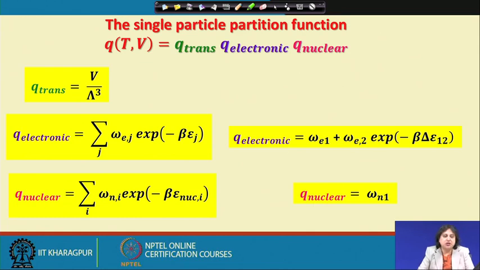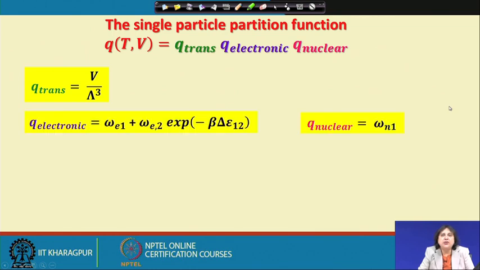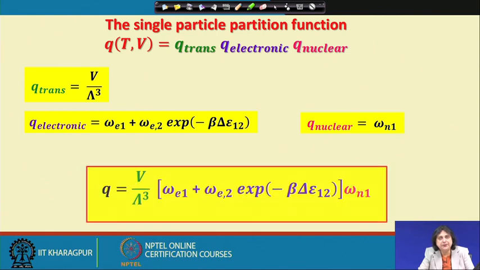Now, we are in a position to calculate the single particle partition function. I have 3 quantities which are now known. I can find out each of these quantities under the experimental conditions in which I have placed the system, and then the small q by definition is a product of q trans, q electronic and q nuclear, and this is given by this kind of an expression.